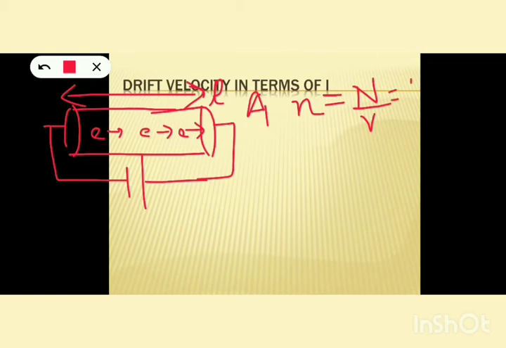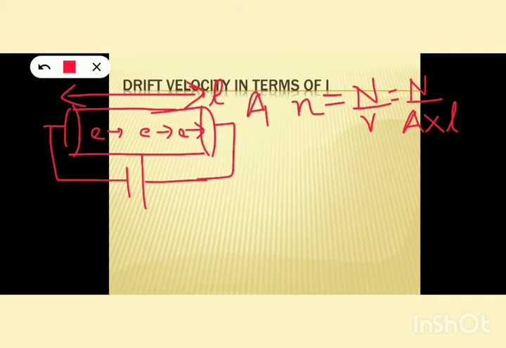That can be written as capital N by volume. Volume can be written as area into length of the conductor. You are familiar with this expression for volume: volume can be considered as area into distance, or area into length. So let small n be the number density of electrons in this conductor, and small n is equal to capital N by V. That means number density is the number of electrons per unit volume, where capital N is the number of electrons and V is the volume. So n = N by A into L, where A is the area and L is the length of the conductor.